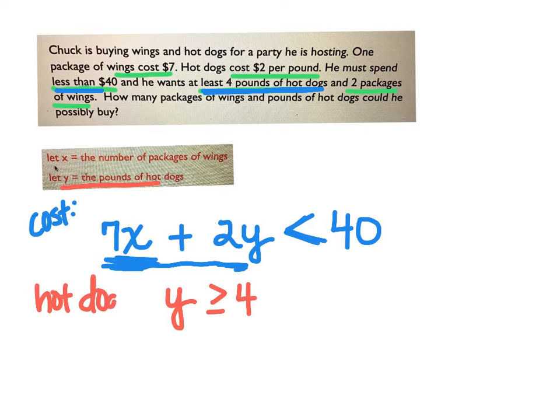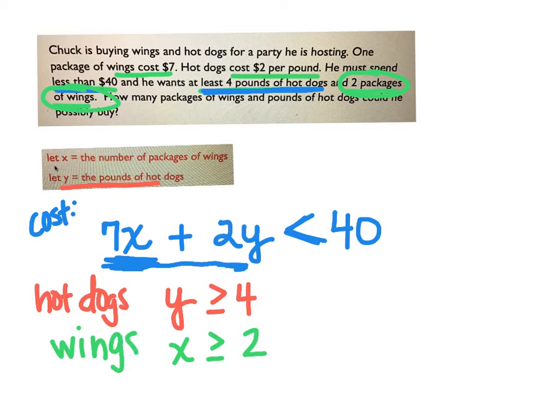All right, my last one needs to deal with how many packages of wings he's going to buy. He wants to buy at least 2 packages of wings. So my wings I called X. And again, he wants to buy at least 2. That means he wants 2 or more packages of wings. So it needs to be bigger than or equal to 2. And here is the inequality for his wings.